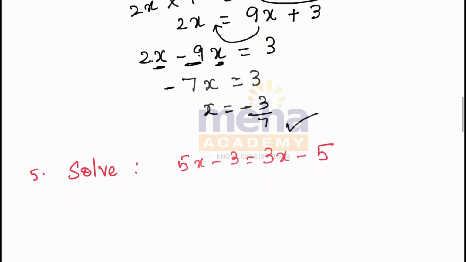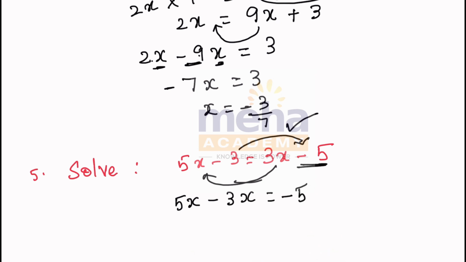Next question. Solve 5x minus 3 is equal to 3x minus 5. So as you all know, we have to bring x to the LHS side and the number to the RHS side. So x has a positive sign. So when it comes to the other side, it becomes 5x minus 3x, which is equal to negative 5. So the negative 5, which is already in the RHS, does not get any sign change. It remains in the same place, minus 5. But this minus 3, when it is moving to the other side, the sign changes. So it becomes plus 3.